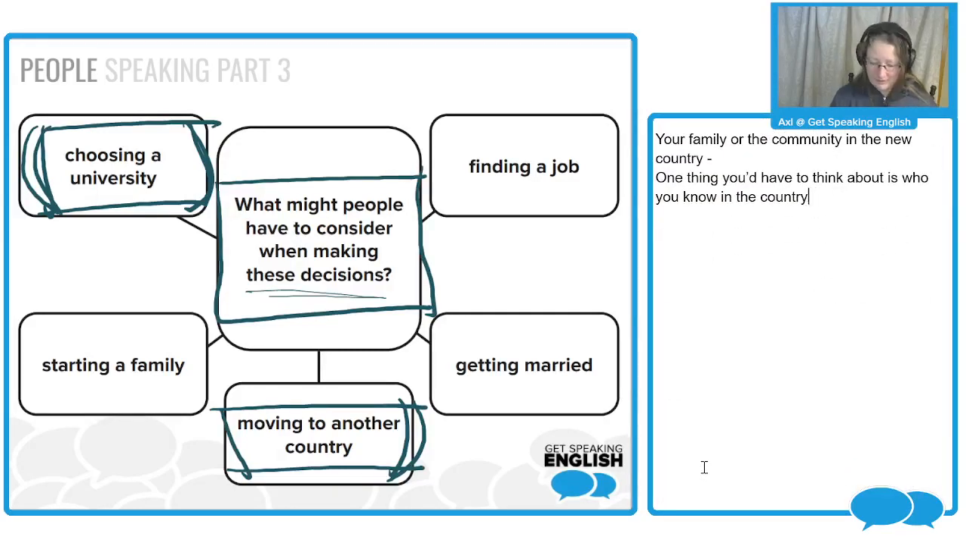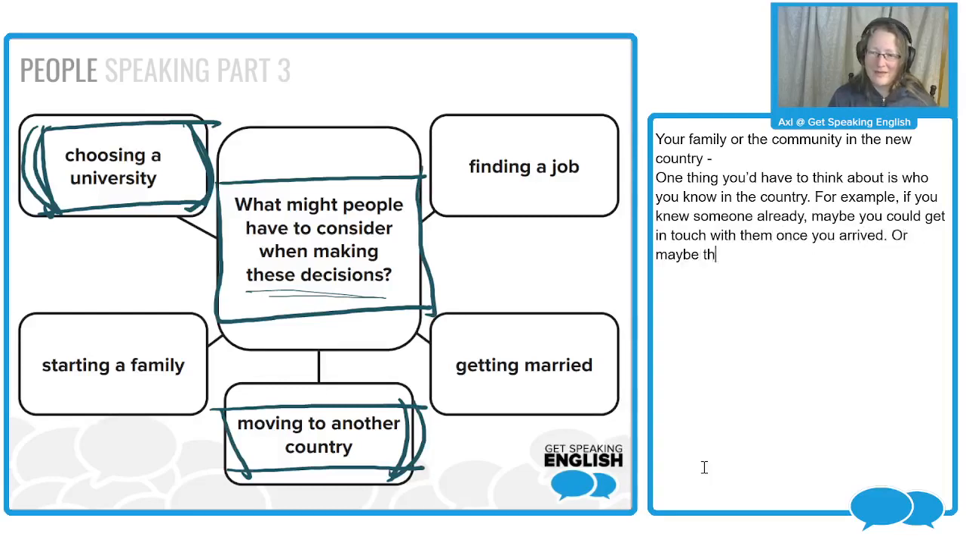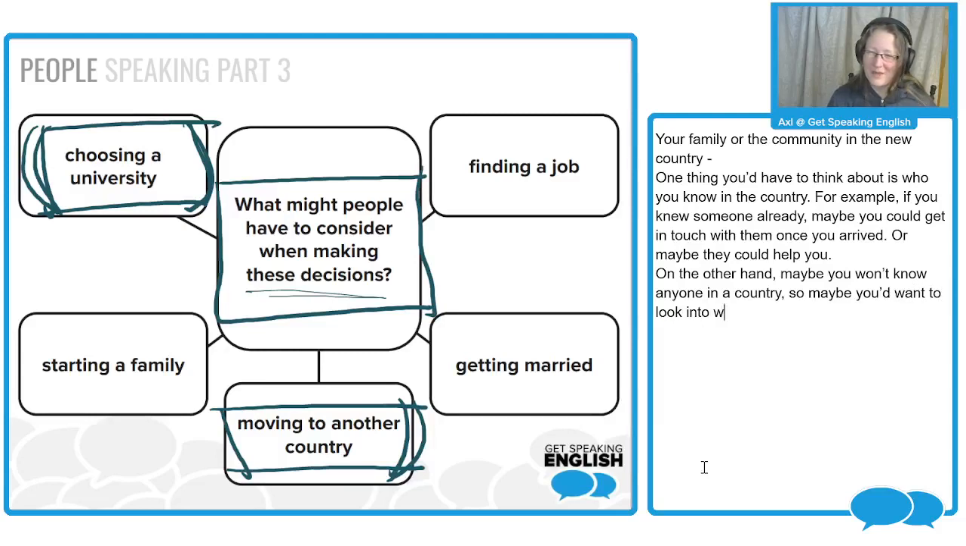For example, if you knew someone already, maybe you could get in touch with them once you arrive. Or maybe they could help you. On the other hand, maybe you won't know anyone in a country. So maybe you'd want to look into ways to meet people, right? I know that sometimes there are online places that you could go, meet and greets, things like that. Or maybe you'd want to enroll yourself in a community activity.